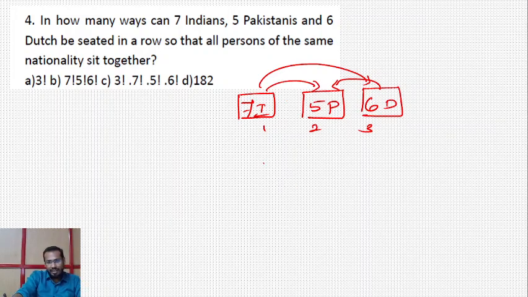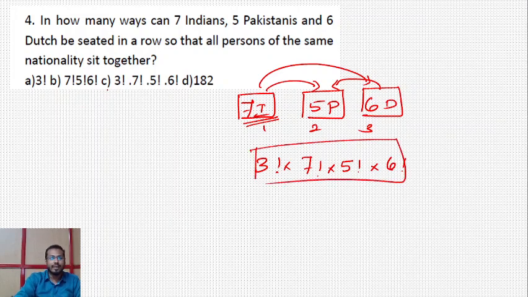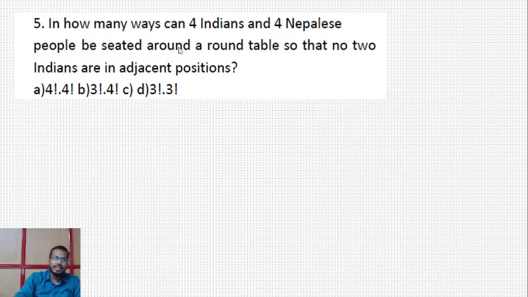So 3 factorial. Out of 3, in the first one, they had 7 members. They can interchange with each other, right? The 7 people can interchange themselves, not with Pakistanis, not with Dutch people. Indians are mingled with Indians. So 7 factorial, then 5 factorial, then 6 factorial. This is the right answer. Where is the answer? Yes, option C is the right answer. Next question.